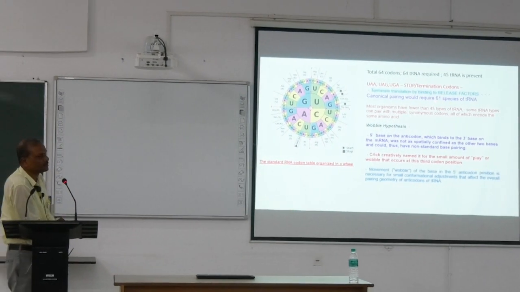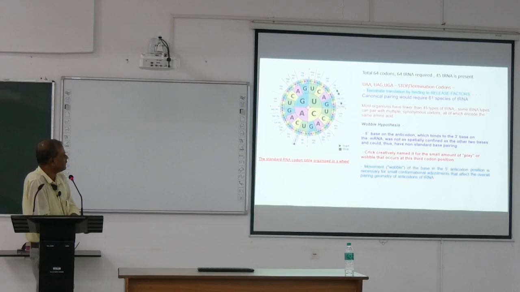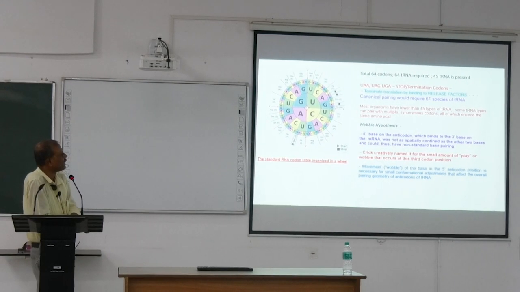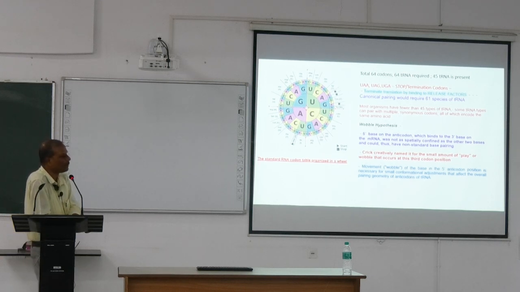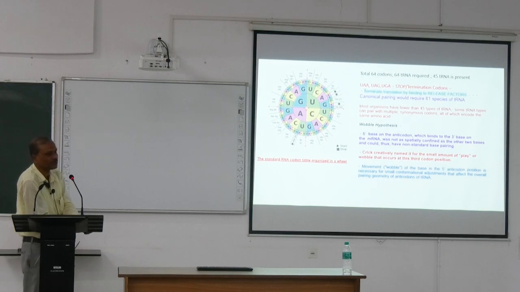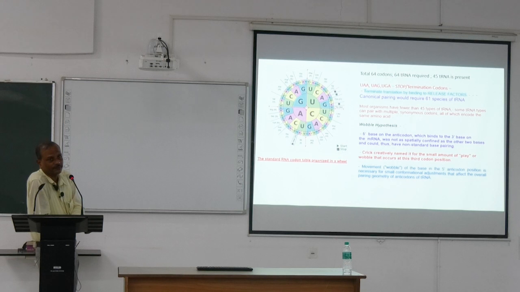It will require 61 species of tRNA because there are 3 stop codons. Most organisms have more than 45 types of tRNA because some tRNA can combine with multiple synonymous codons, all of which code for the same amino acid. So there is the Wobble hypothesis that basically states that the first 2 codon bases are important, not the third one, and they bind loosely with the third base, and that is the reason why you have so many fewer tRNA. So wobble means loosely attached.